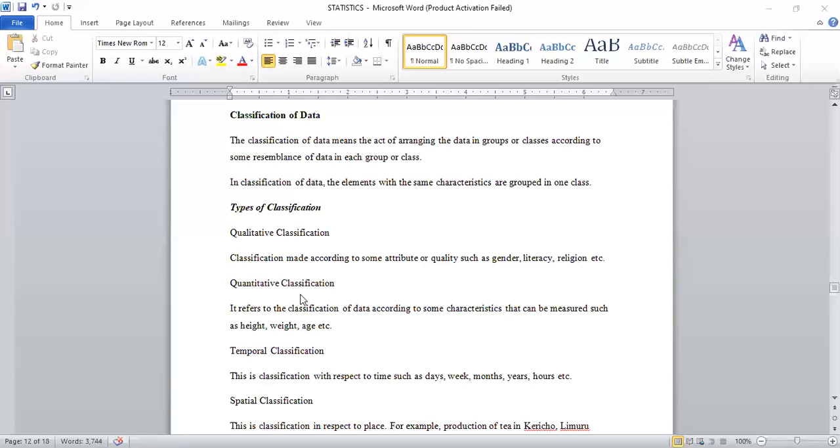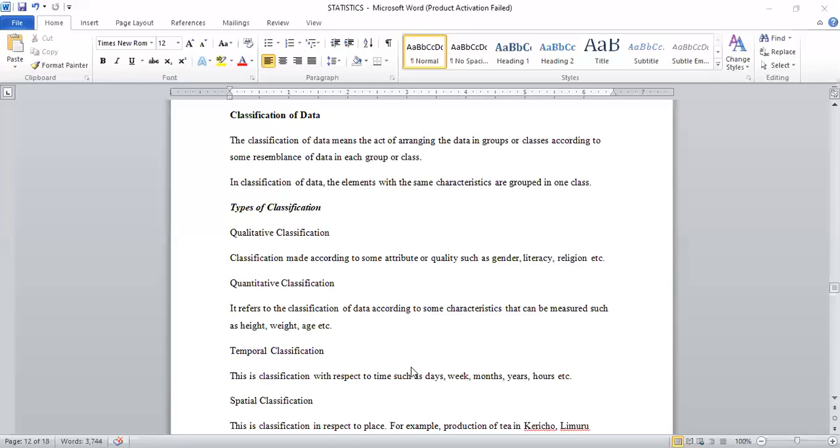Then the other one is quantitative, whereby you are classifying according to some characteristics that can be measured. Something that can be measured: a person's height, a person's weight, a person's age. It can even be BMI, and so on. It can be the number of children. So this is something that can be measured.